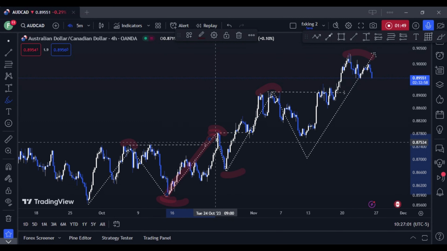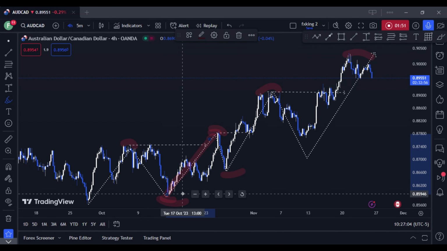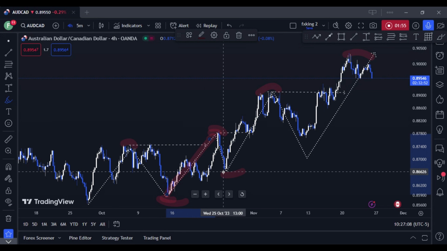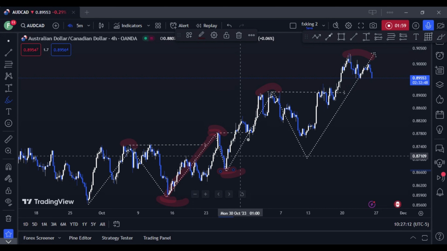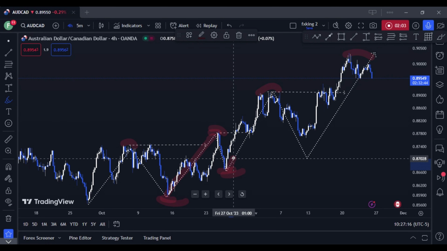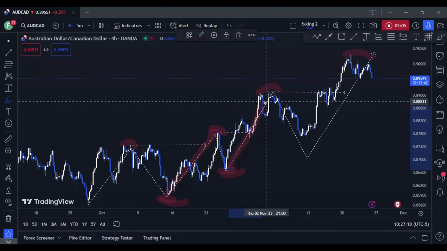So if after a break of structure this trading range is no longer valid, you need to move to the most recent higher low, which is this one in this case. So from this higher low to the higher high, that will be our trading range.